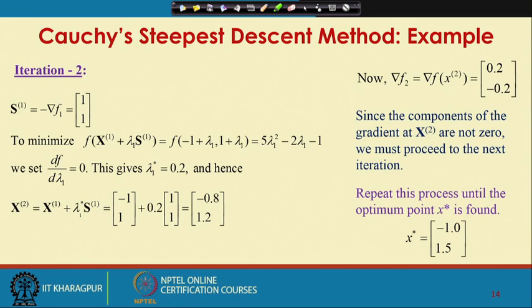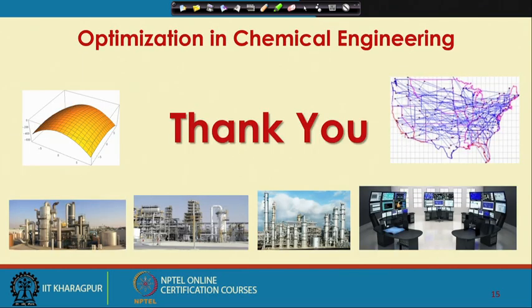But these 2 iterations show you how to compute in each step. Each step is a repetition of these steps. With this, we stop lecture 31 here.